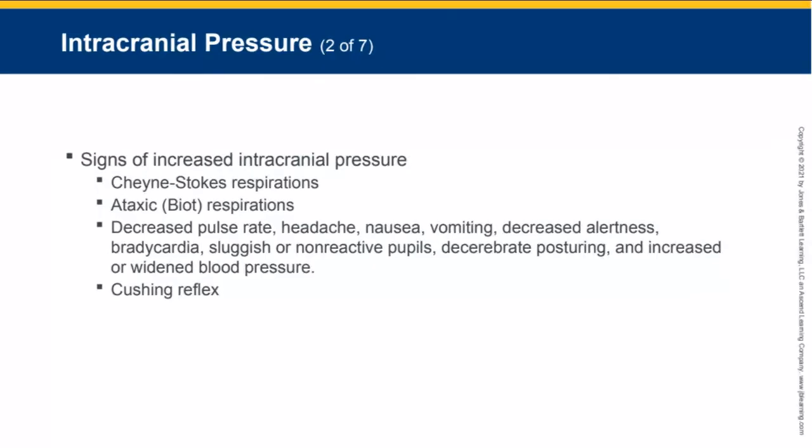Headache, nausea, vomiting. Vomiting is common with head injury patients. Decreased alertness, bradycardia, sluggish or non-reactive pupils, decerebrate posturing, that's the extremities stiffening up, the legs stiffening up, and the arms coming into the core of the body, an increased or widened blood pressure, and they can have what is called Cushing reflex or Cushing triad.